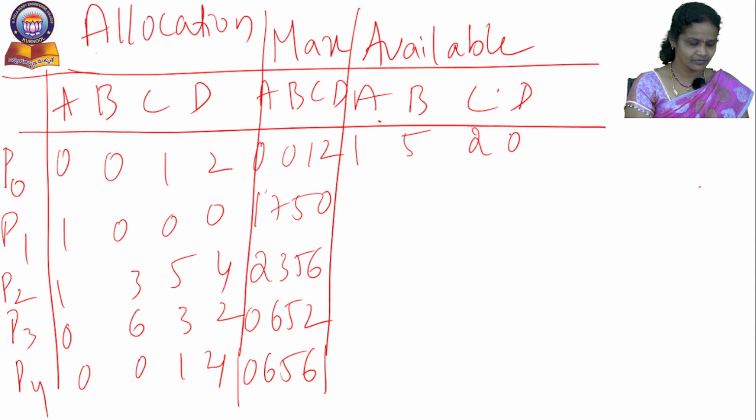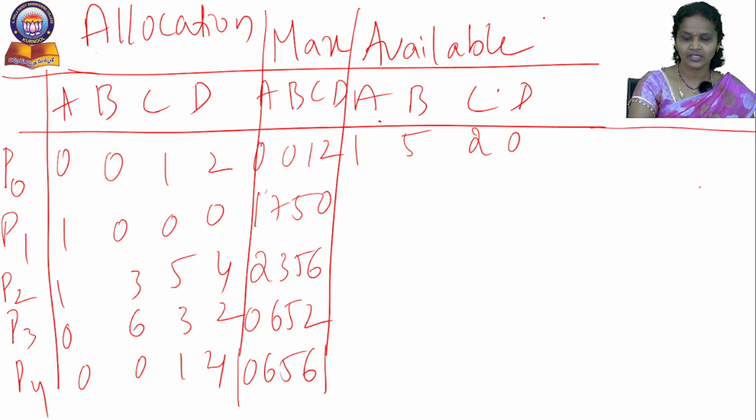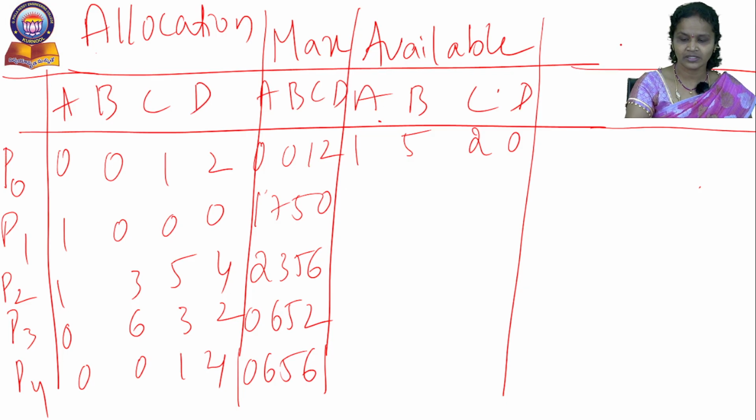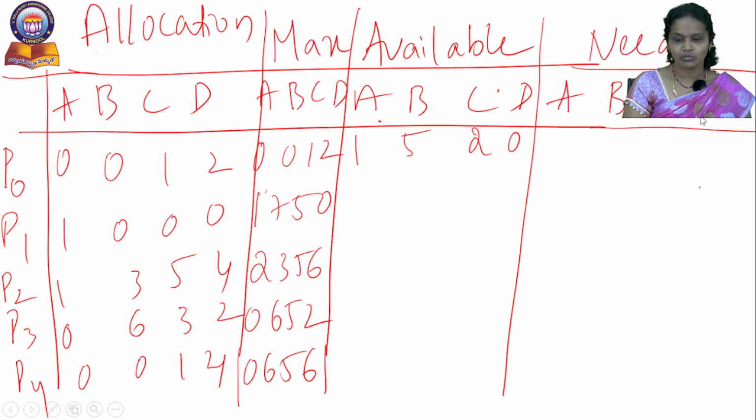So here the first step is, first we need to calculate the need matrix. So let us see what the need matrix is. The need matrix is also a 2D matrix. So what is the meaning of this need? If you take this process P0, we need to calculate this need matrix for each and every process.